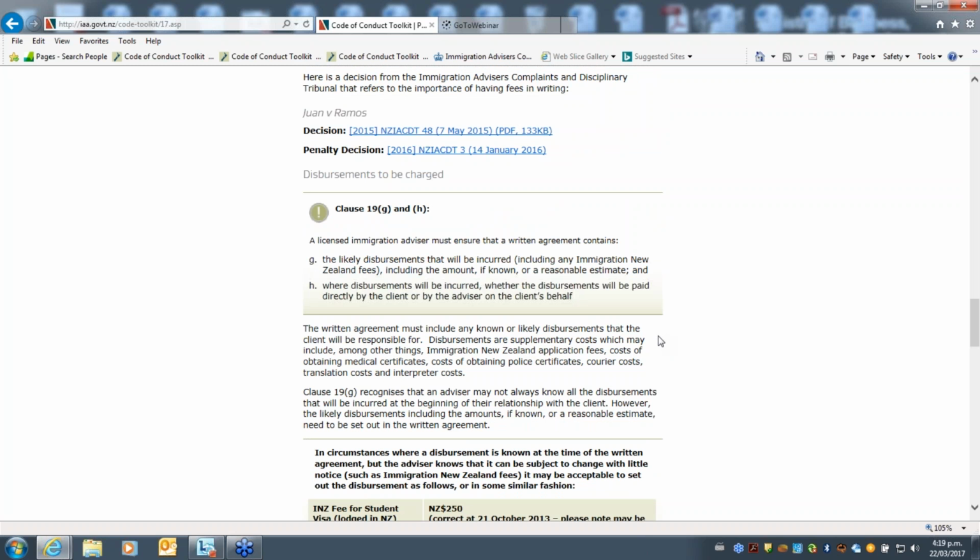Disbursements. You need to note the likely disbursements, including the amount, if known, or a reasonable estimate. We appreciate that disbursement costs may change, in which case you would need to confirm that in writing at the point that they change, but that doesn't stop you from indicating in the initial written agreement what the likely disbursements will be, what they are at the present point in time. Where disbursements will be incurred, note whether they will be paid directly by the client or by the advisor on the client's behalf.